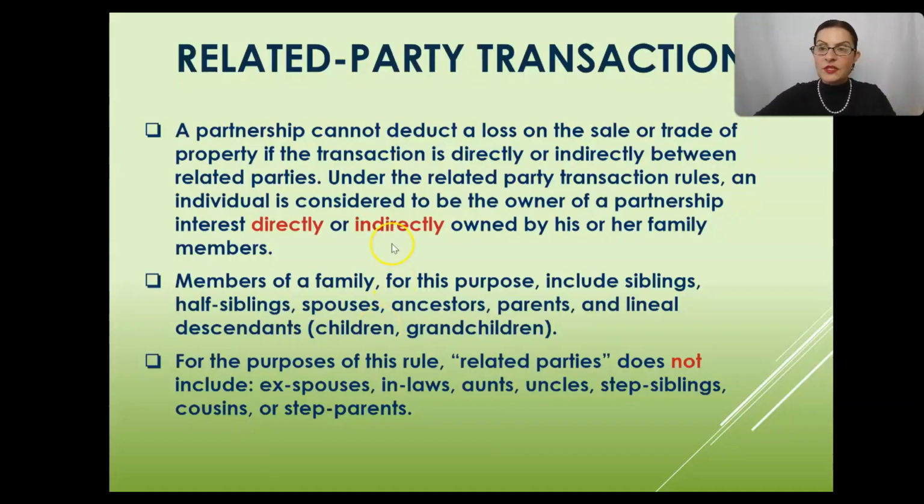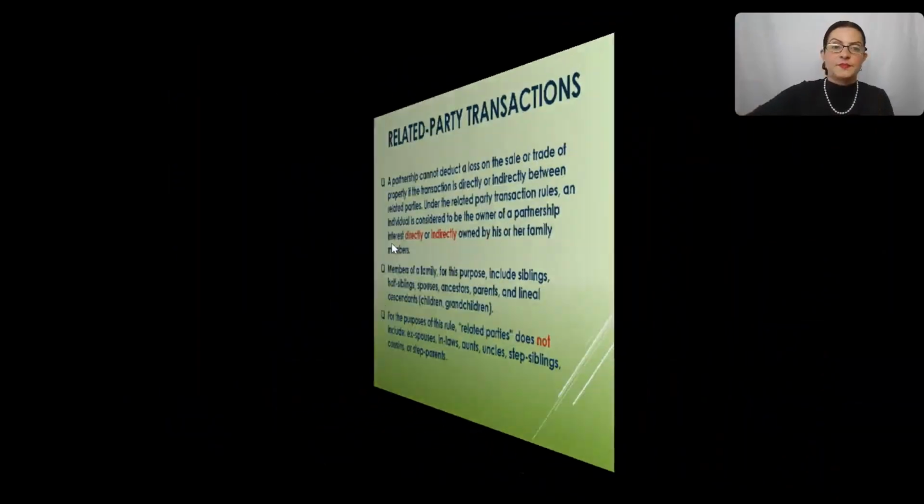And then that also includes any businesses that these individuals might own. So for example, if I own 51% of a partnership, and my father owns 51% of a corporation or a partnership, then our businesses can't sell assets back and forth and deduct losses. More than 50% is considered ownership for the related party transaction rules in this case.